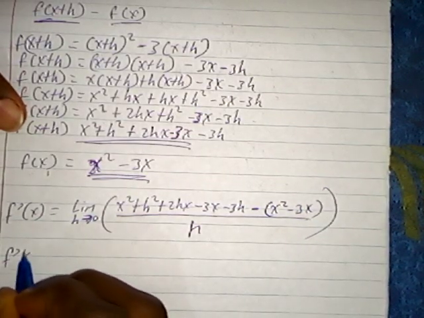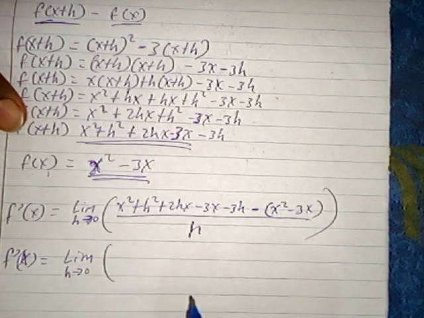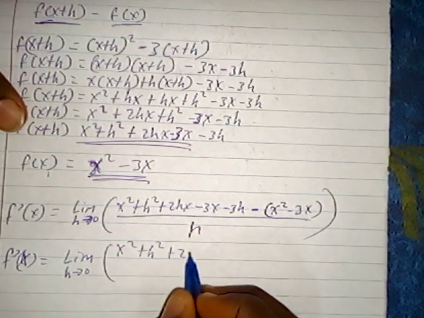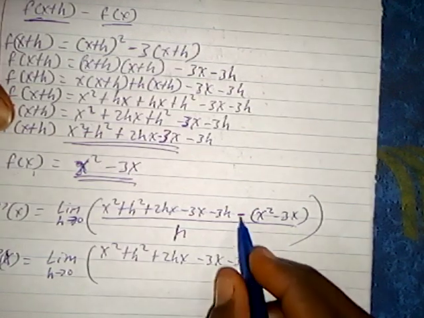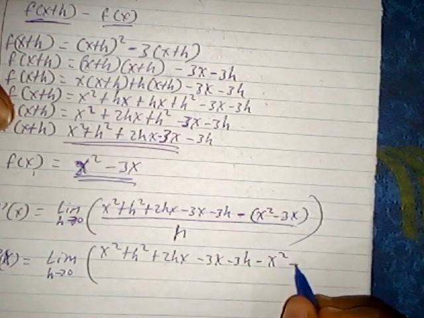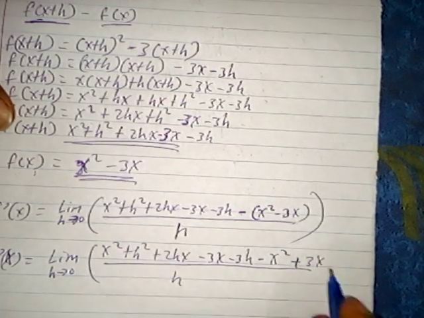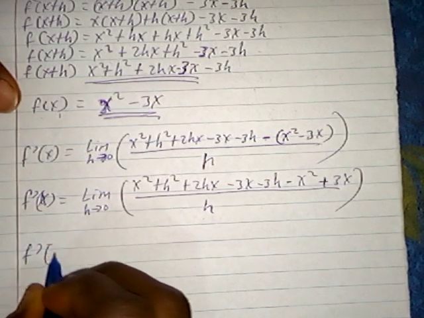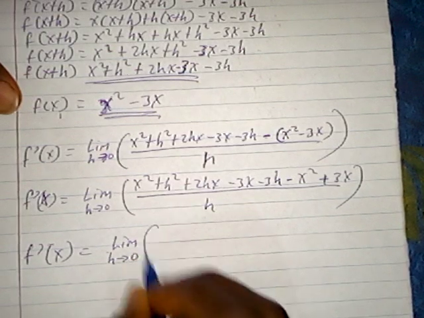f prime of x is equal to the limit where h is moving towards 0 of, so say, x square plus h square plus 2hx minus 3x minus 3h, right? Minus times x square is minus x square. Minus times minus is plus 3x, all divided by h, according to the formula. Is it understandable? And we go the first derivative, the limit as h moves towards 0 of.